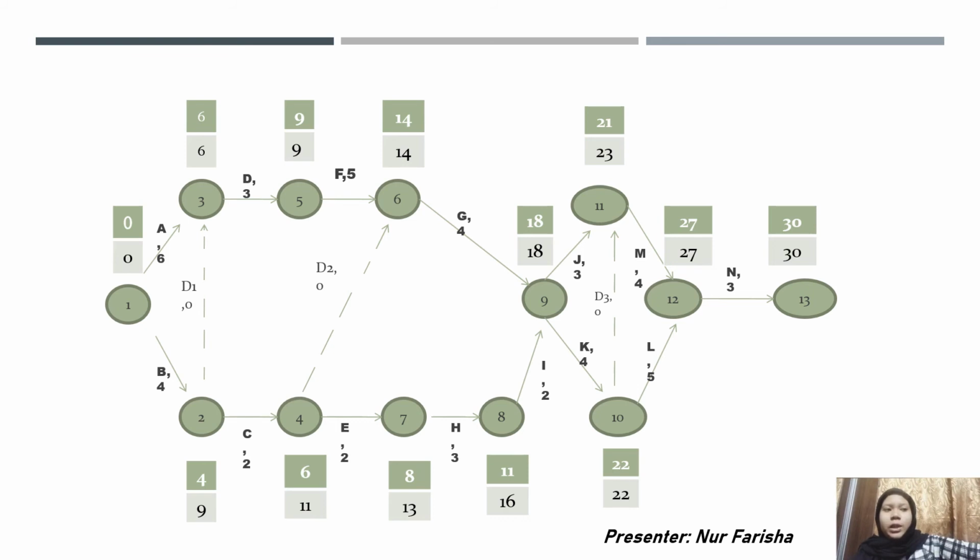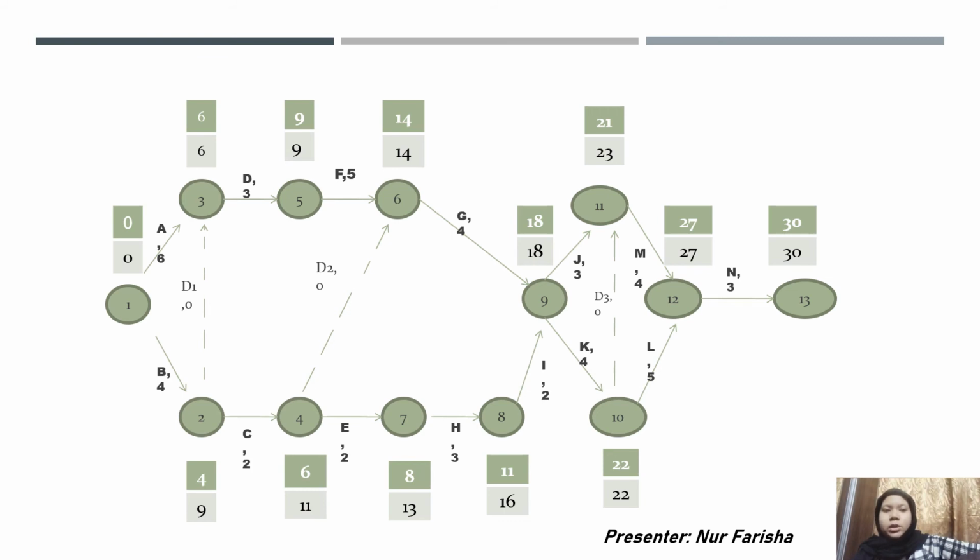For LET, we need to minus, and we must start from the last node, which is node number 13, which is 30. Node number 12, 30 minus 3, we get 27. For 11, 27 minus activity M is 4, we get 23. Node number 10, 27 minus activity L duration time 5, we get 22. Node number 9 has 2 options, which are node 10 with 22 minus 4, we get 18, and node 11, 23 minus 3 get 20.